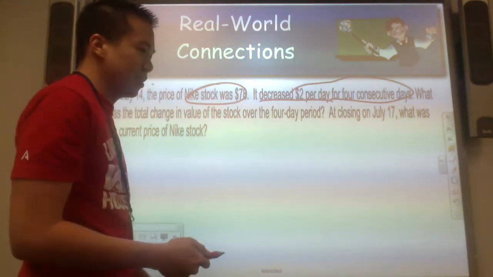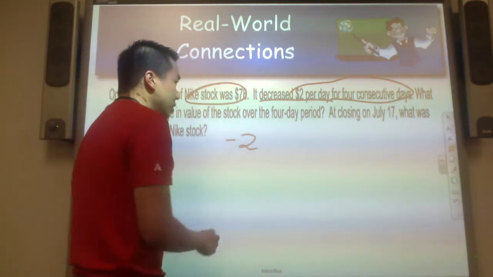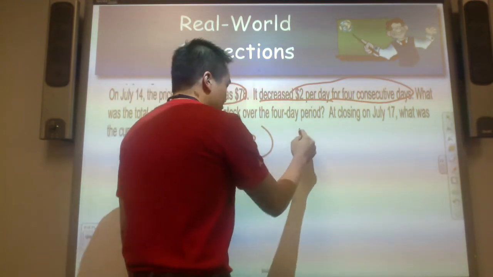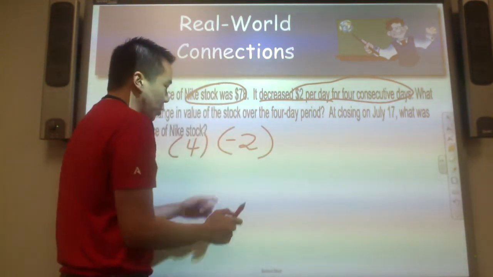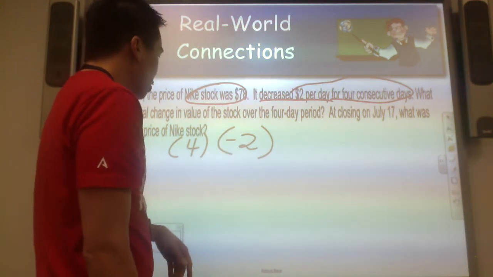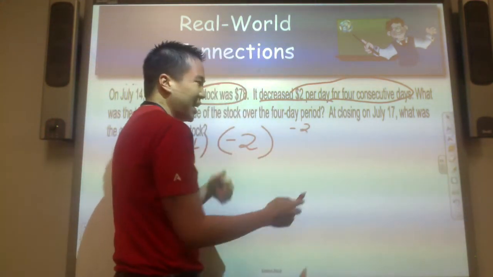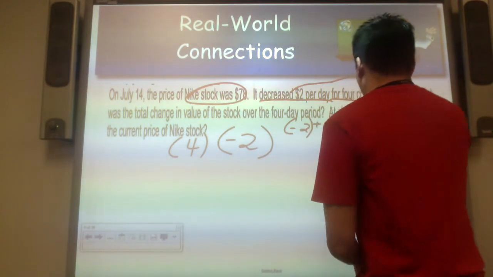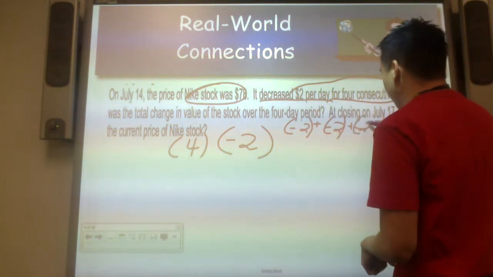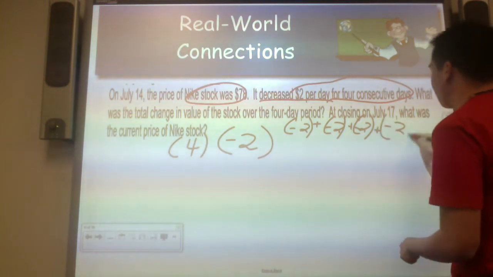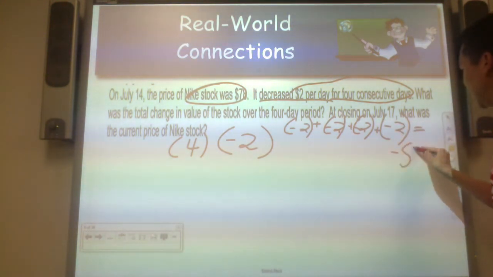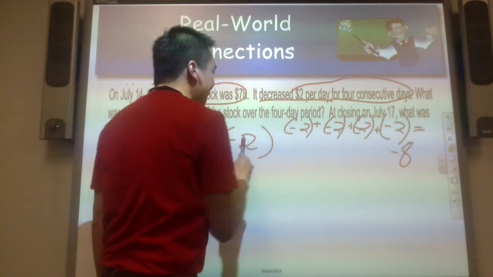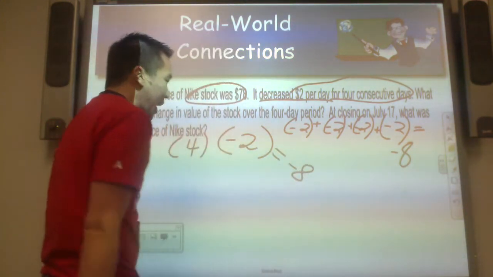So it decreased. Decrease means negative. It decreased $2 per day for 4 days. So for 4 days, it decreased negative $2. You could do it this way. Remember, multiplication is repeated addition. So, on the first day, decrease $2. Second day, decrease $2. Third day, decrease $2. On the fourth day, it decreased $2. Looks like it decreased negative $8 in total. Or you could do 4 groups of negative 2 is negative 8.